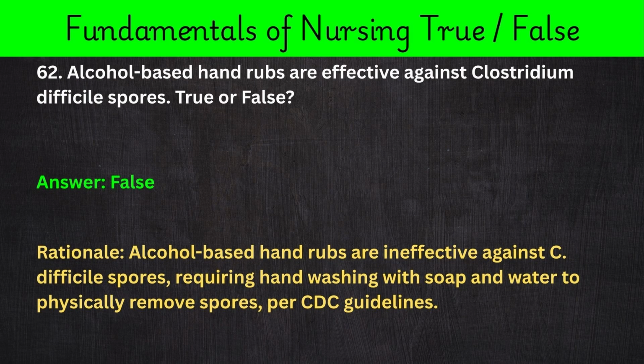62. Alcohol-based hand rubs are effective against Clostridium difficile spores. True or false? Answer. False. Rationale. Alcohol-based hand rubs are ineffective against C. difficile spores, requiring hand washing with soap and water to physically remove spores, per CDC guidelines.